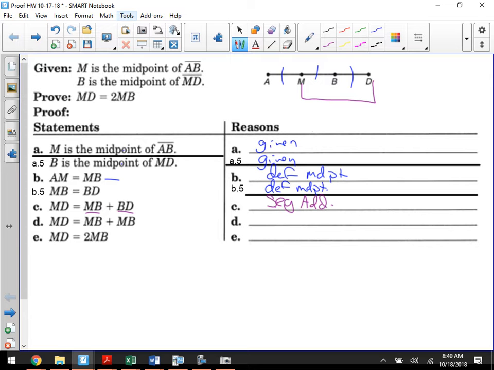Okay? The next step, what changed between C and D? What changed there? They both wind up with the MB. The BD changed to an MB. Why? Substitution. A lot of times when something just changes, substitution. Okay. And then why do we rewrite it as multiplication?